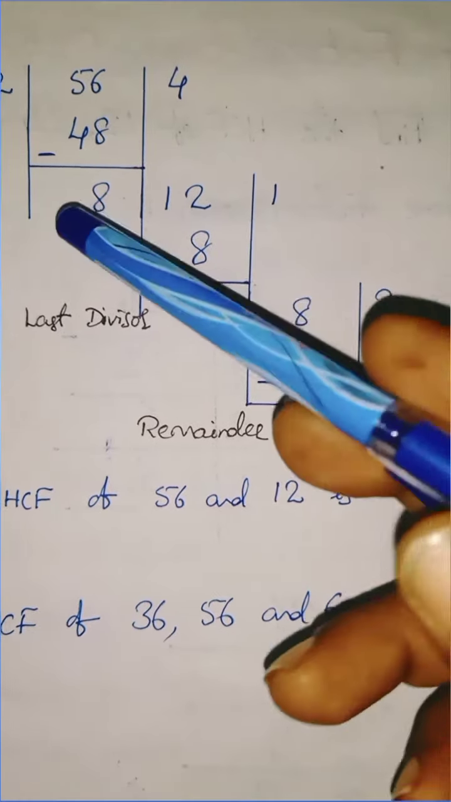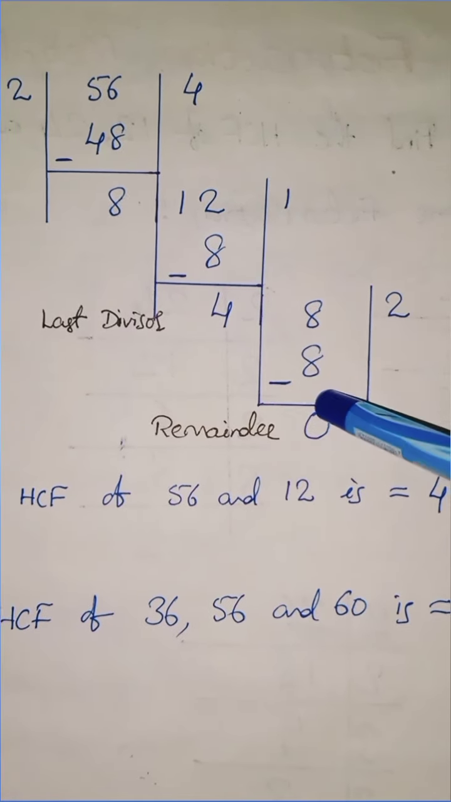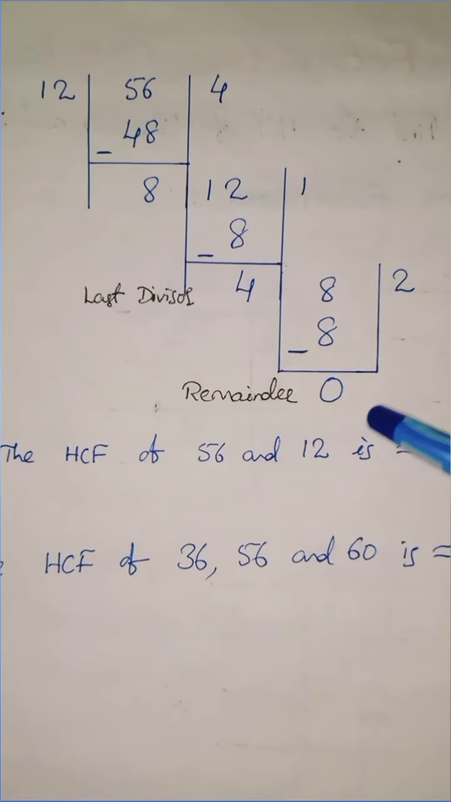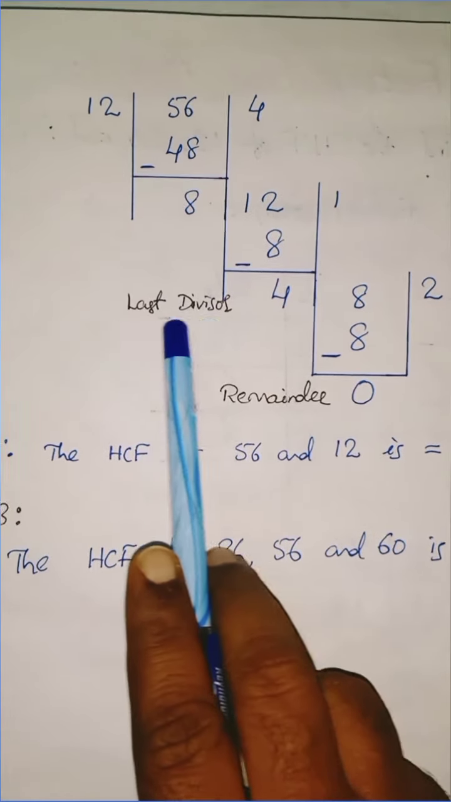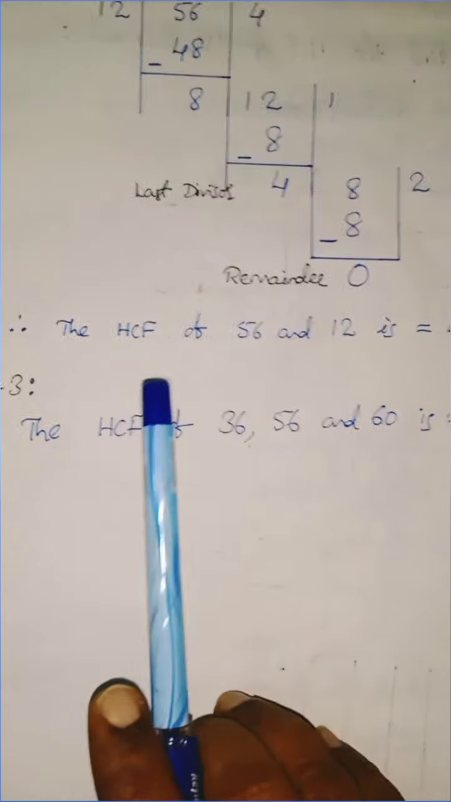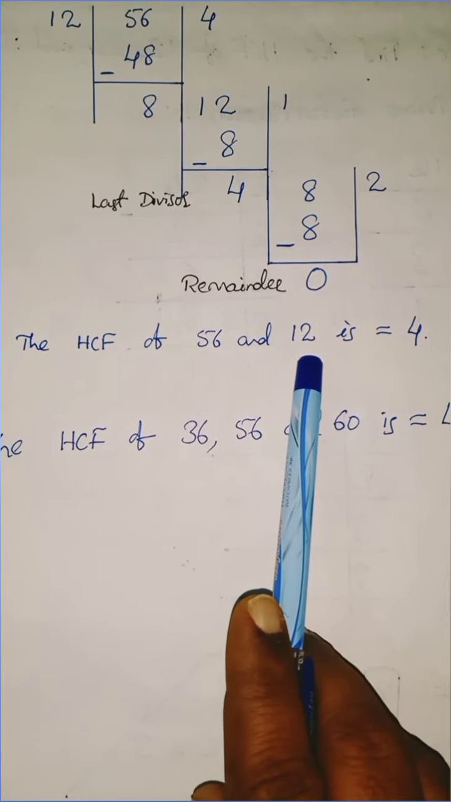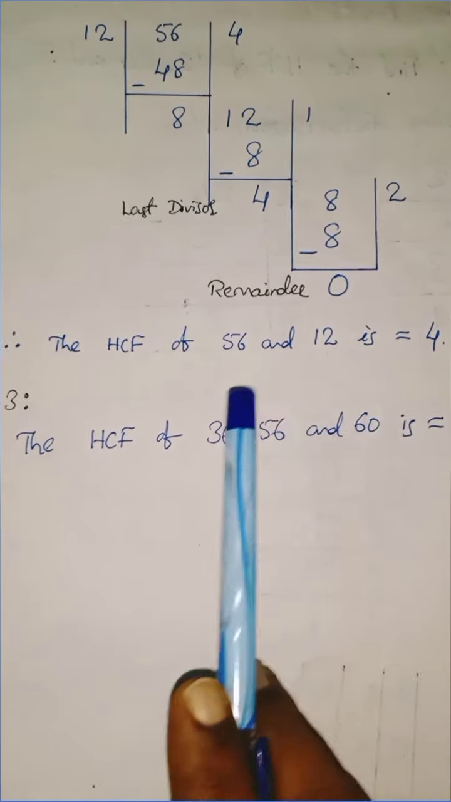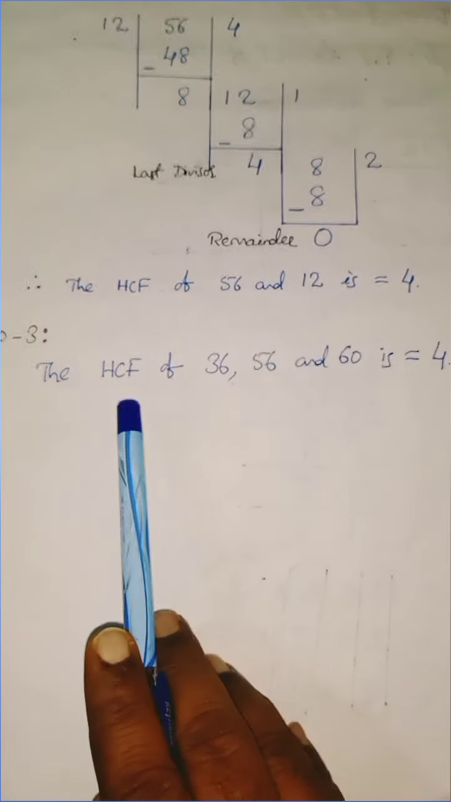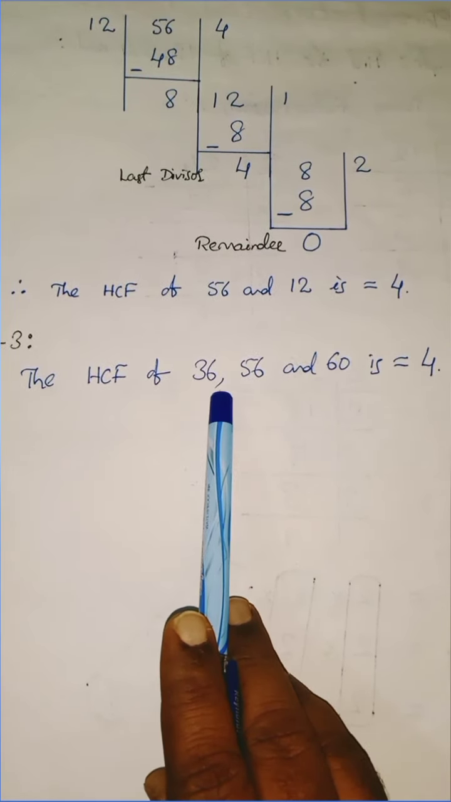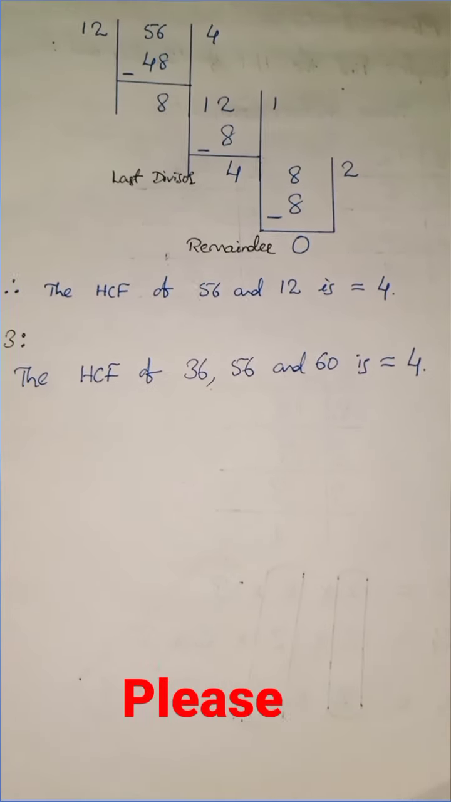8 1s are 8, so 12 minus 8 gives 4. Now we write 8 again. 4 2s are 8. Finally we get remainder 0. The last remainder is 0 and the last divisor is 4. So the HCF of 56 and 12 is 4. Finally we say that the HCF of the given three numbers is 4. So the HCF of 36, 56 and 60 is 4.